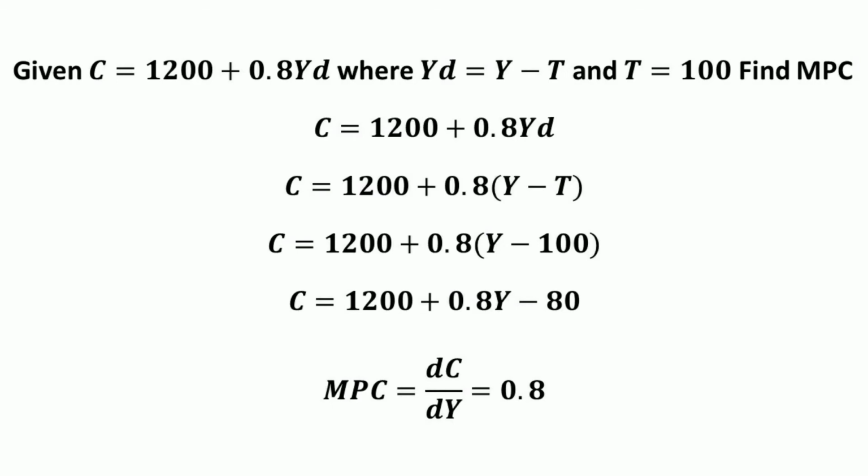In this case, the consumption function C is equal to 1200 plus 0.8 YD, where YD is equal to Y minus T. So C is equal to 1200 plus 0.8, and instead of YD we are putting Y minus T, where T is equal to 100. So it will become 1200 plus 0.8Y minus 0.8 into 100, which is equal to minus 80. So the consumption function in this case is C is equal to 1200 plus 0.8Y minus 80.